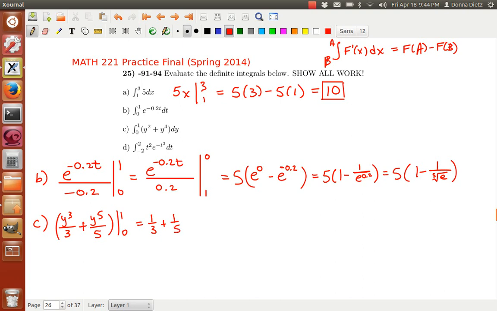And we don't have to worry about the lower limit because if you put 0 in for y, it doesn't matter because it's 0 plus 0. So we lucked out. We saved ourselves some work.